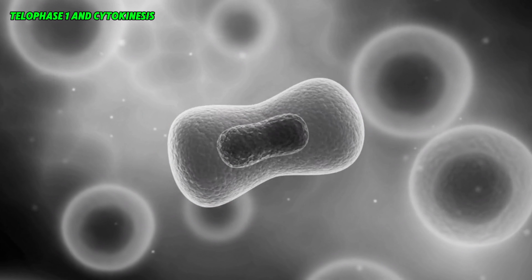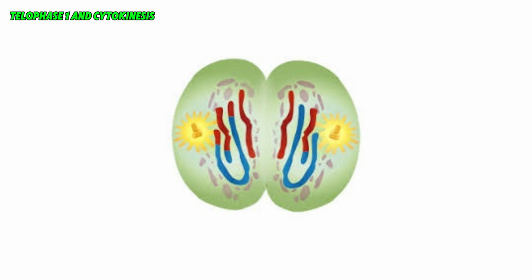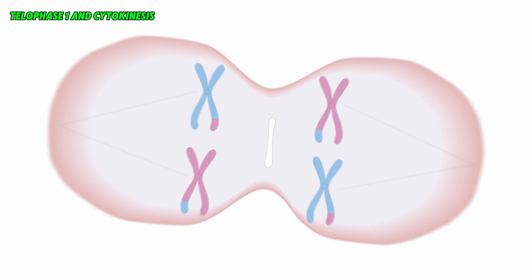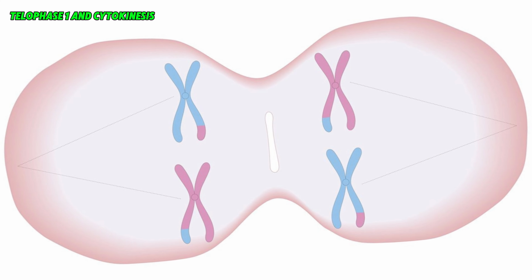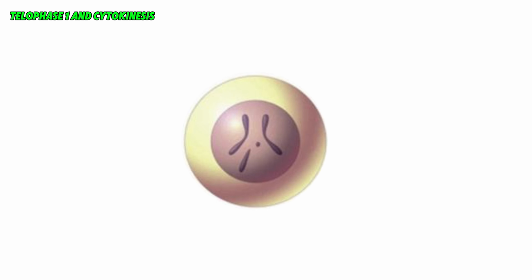You can call it dividing the cell. In telophase 1, the separated chromosomes reach opposite ends of the cell, and the nuclear membrane may start to reform. Cytokinesis then divides the cytoplasm, resulting in two haploid cells, each with half the original chromosome number. These cells still have sister chromatids attached.